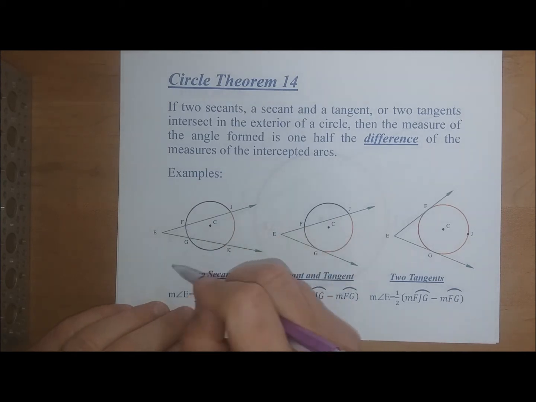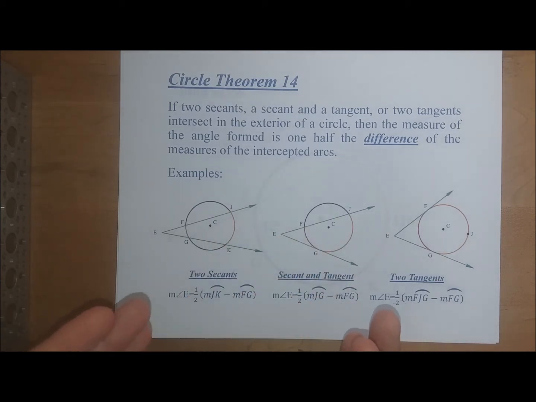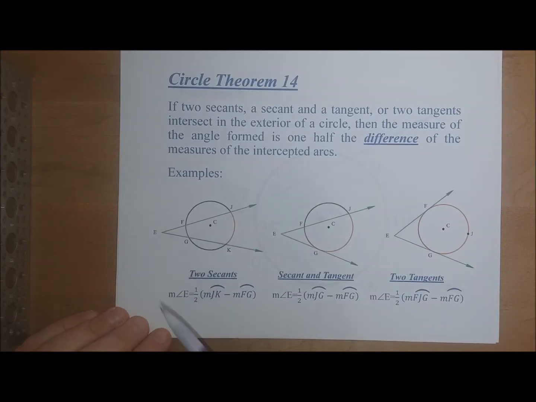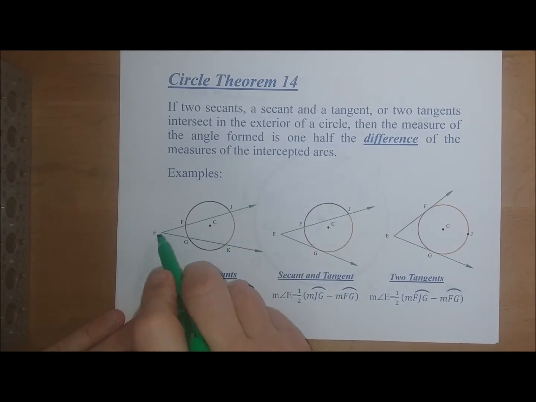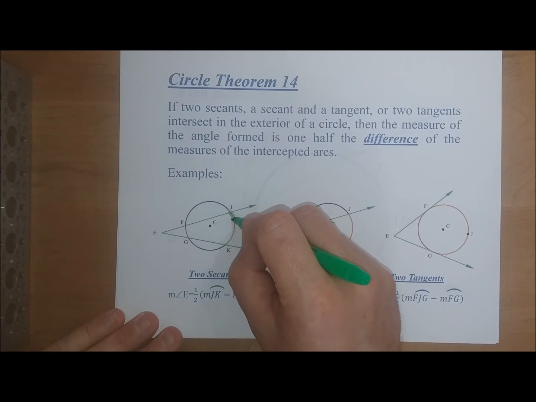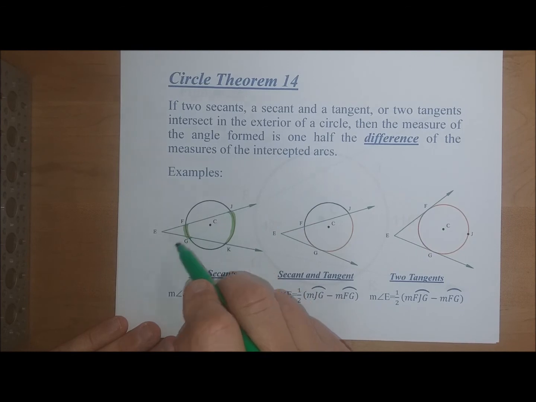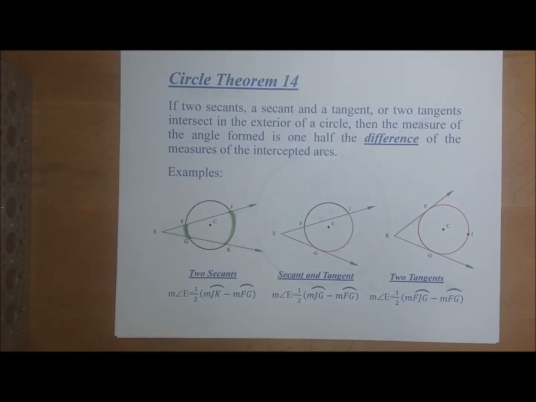So remember, when we crossed inside, we were 1/2 the sum of the intercepted arcs. When we're outside, our angle is going to be 1/2 the difference of the intercepted arcs. So, for example, here's a case where 2 secants intersect outside the circle at point E. Point E is our vertex, so our measure of angle E is going to be 1/2 of the difference between these 2 arcs, JK and FG. This angle will equal 1/2 of the difference between JK and FG. JK minus FG divided by 2 gives me the measure of that angle E.